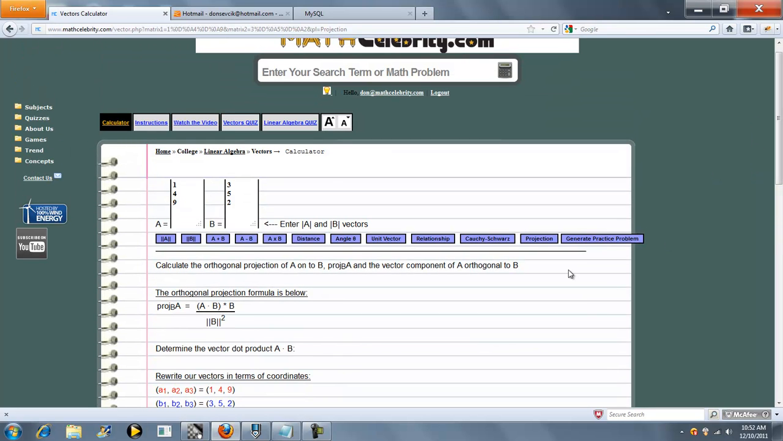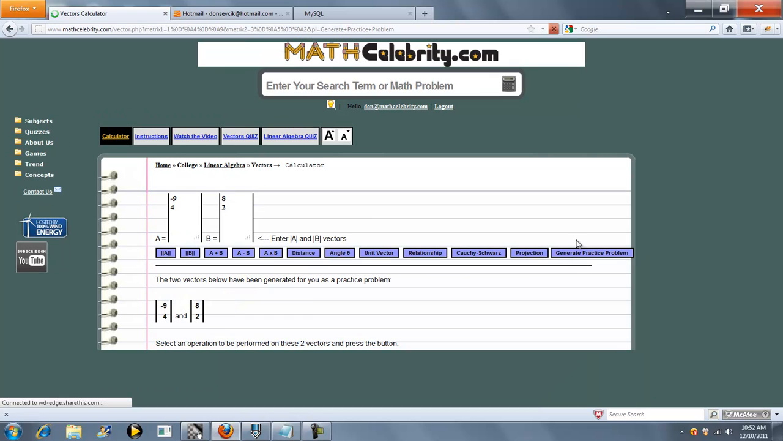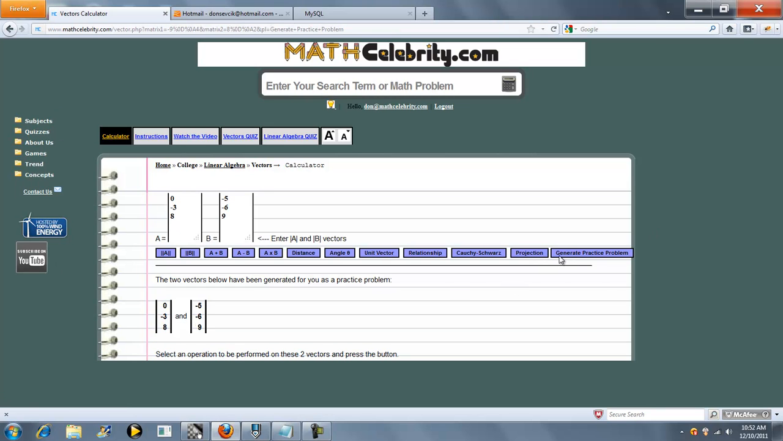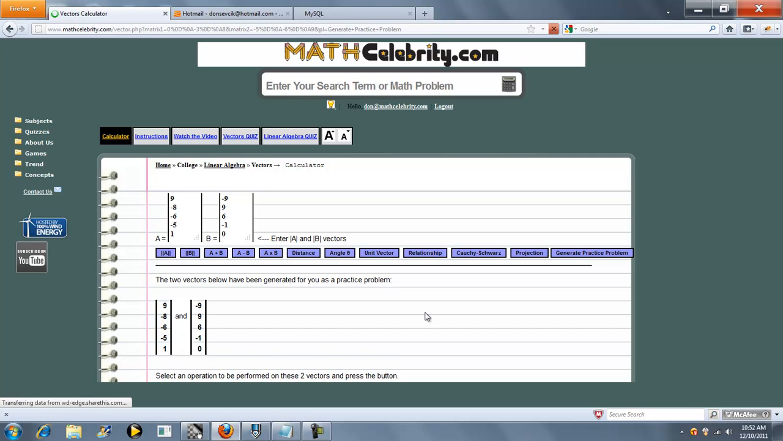We also have a generate practice problem button. You've seen this if you watched our videos. You press this button once, it generates two random vectors. These are 2-dimensional. You press it again. This time it was 3. Press it again. This time it's 5. So we randomize the dimensions of the vectors. And when you press this, you can run any of these buttons on the newly generated vectors. It's pretty cool because you'll never run out of homework or practice problems.